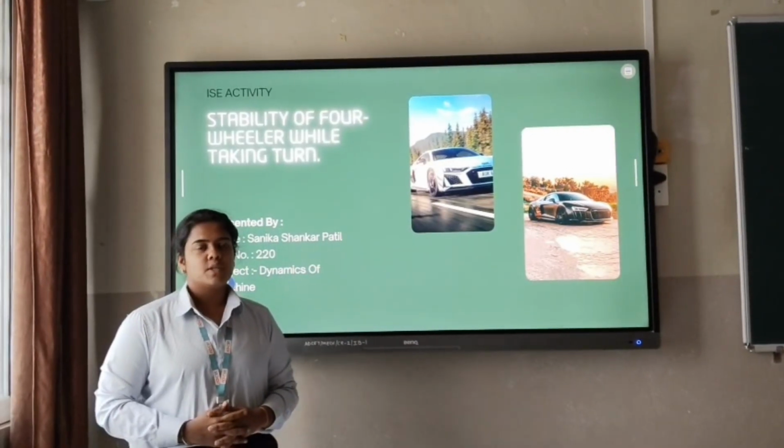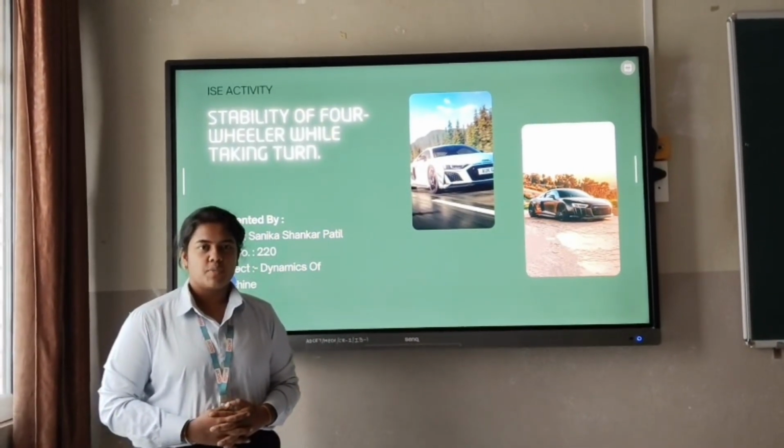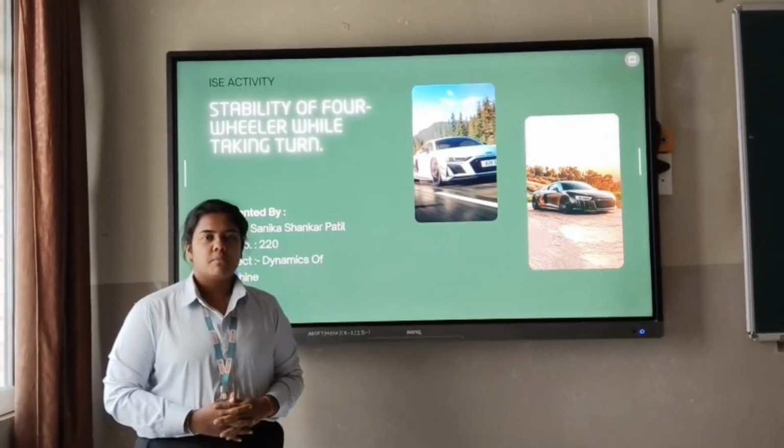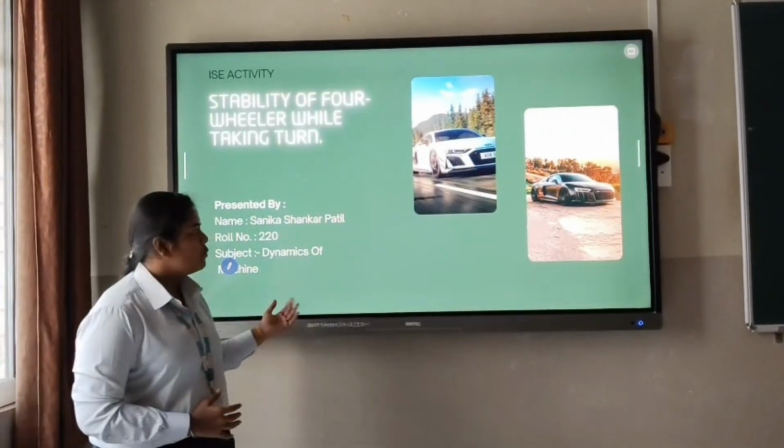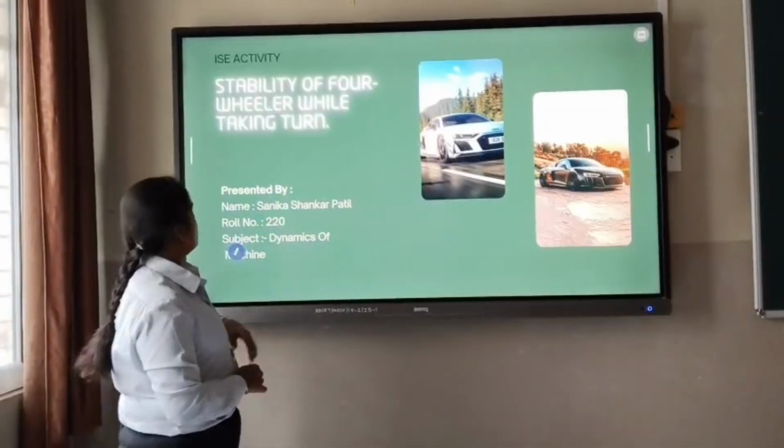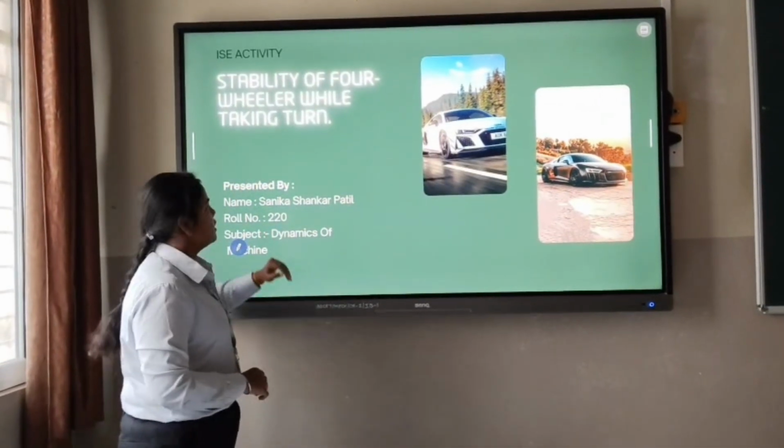I am a student of SY Mechanical at Annasaheb Dange College of Engineering and Technology, Ashta. Today I am presenting the ISE activity on the topic Dynamics of Motion, on the basis of stability of a four-wheeler when taking a turn.